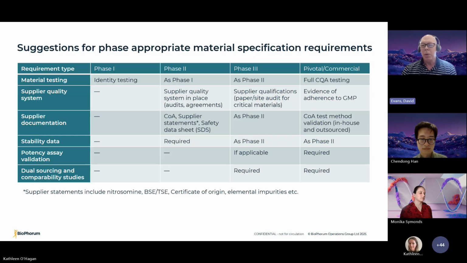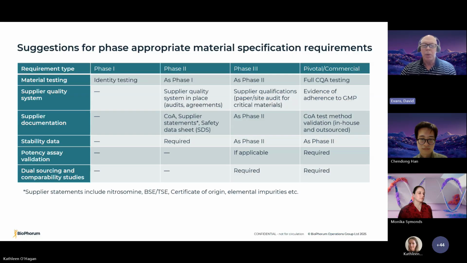But at the pivotal commercial step, before you go there, you want to have full C of A testing. So at that point, it's not just identity. You'd have to test all your impurities and your assay results to ensure that your raw material maker is under control and trending within specifications. You need evidence that they're adherent to GMP. You need some kind of a GMP certificate.